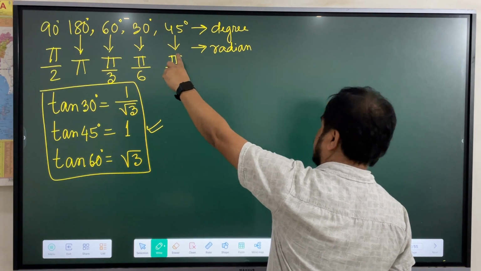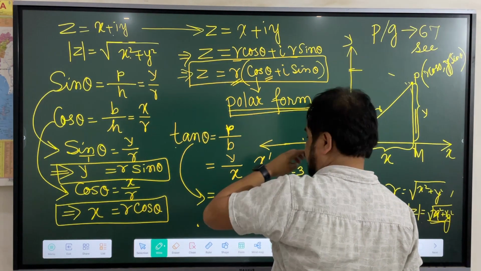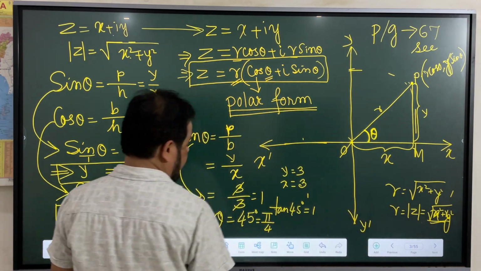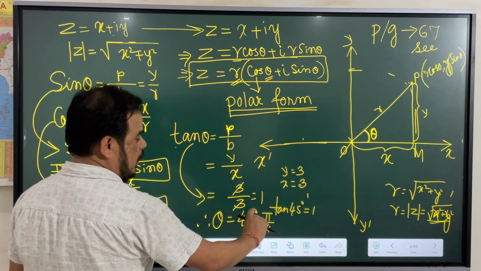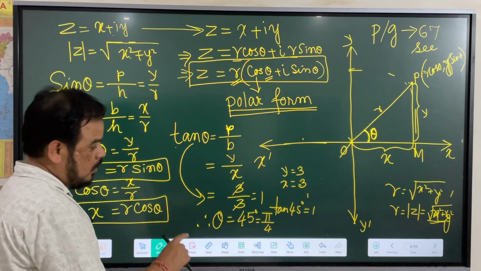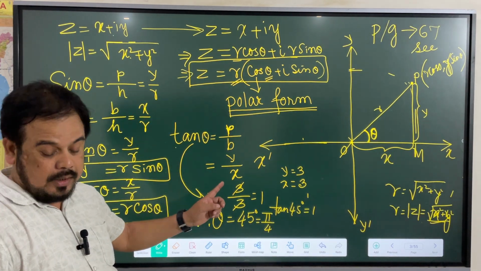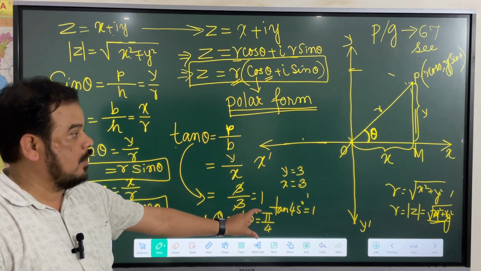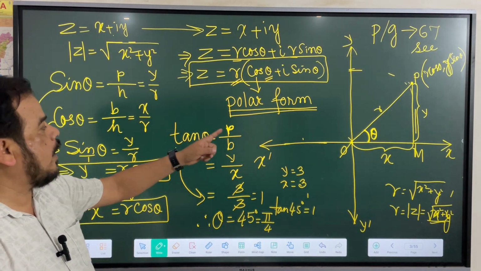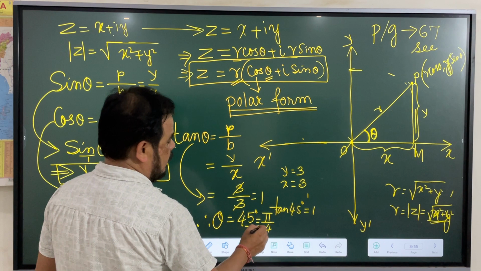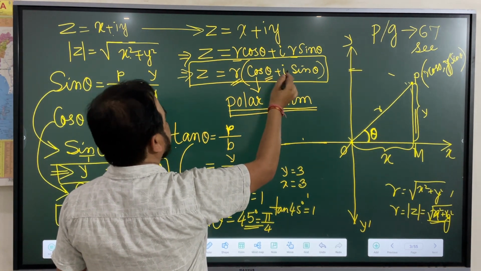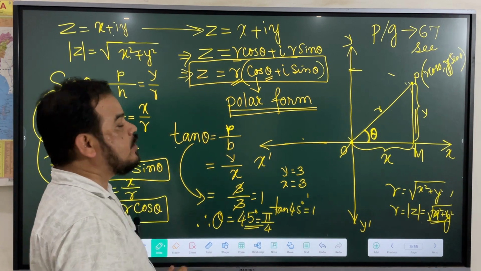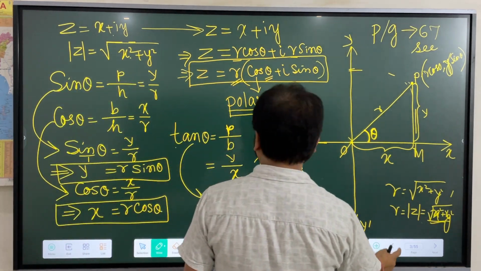Already I explained this one. Pi by 4: pi means 180, and if you divide 180 by 4, you will get 45 degree. You have to get this one, not this one. While using trigonometry or angle theta in this chapter, we have to use pi. So we have got theta. If we know the value of r and the value of theta, then we can find out the value of z, the complex number.